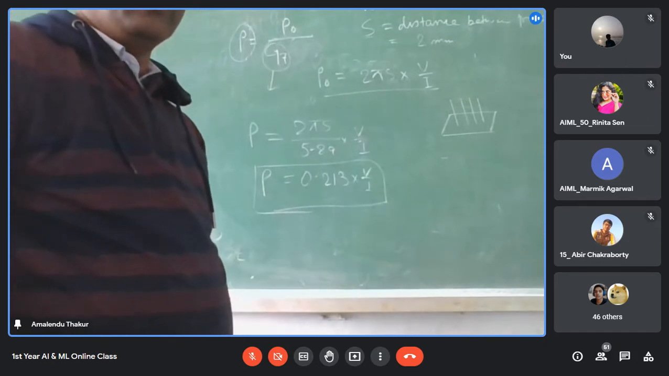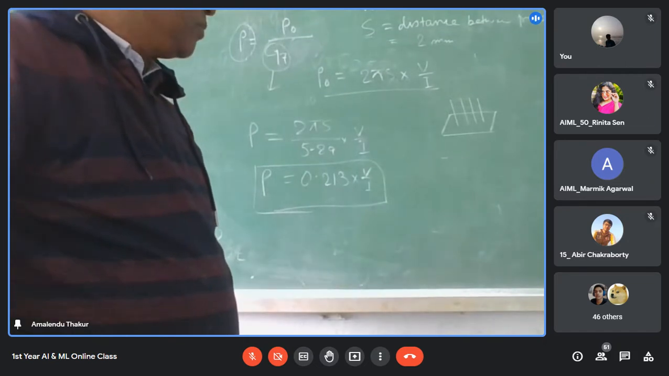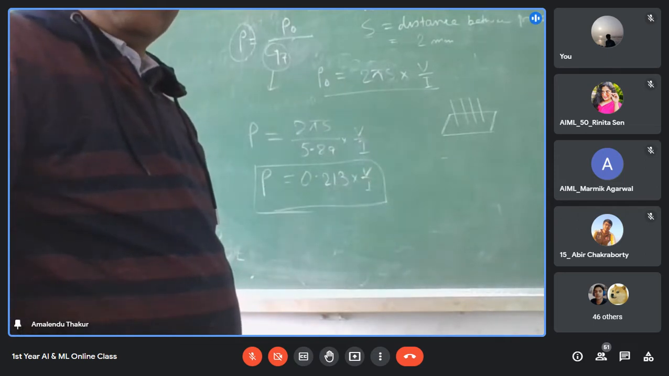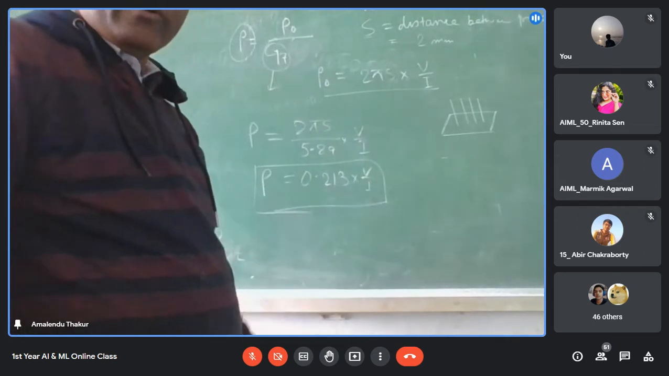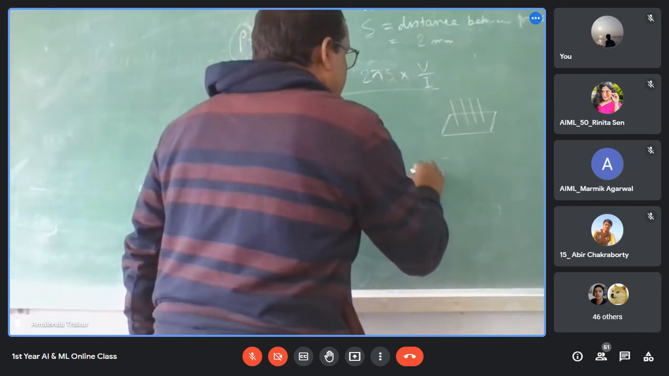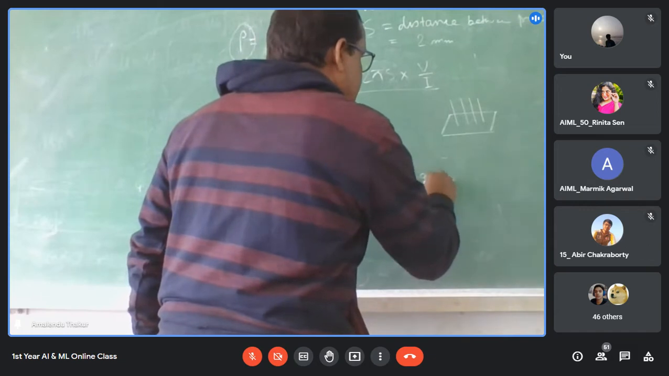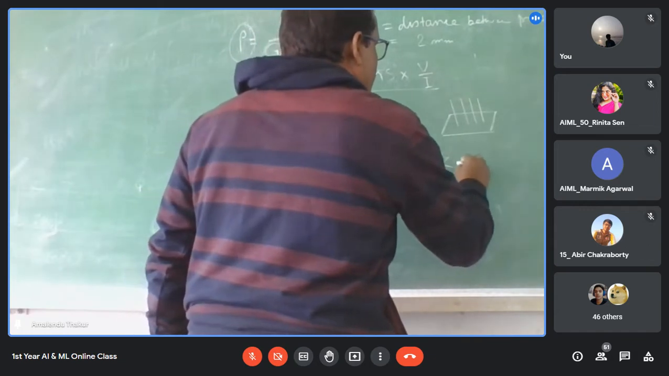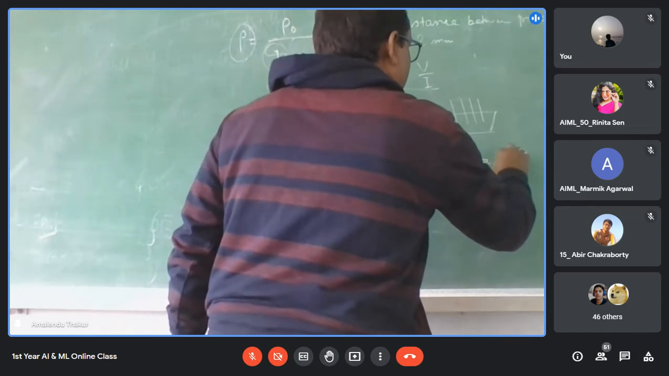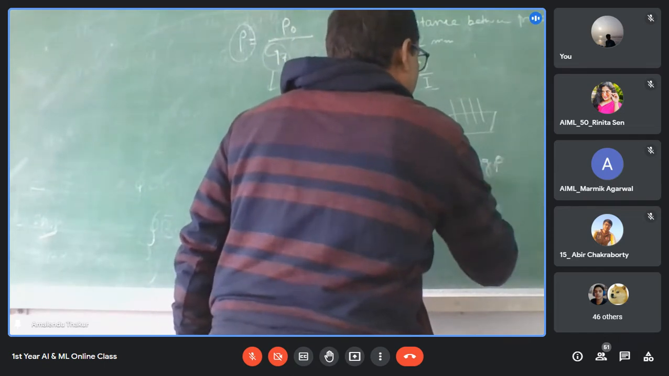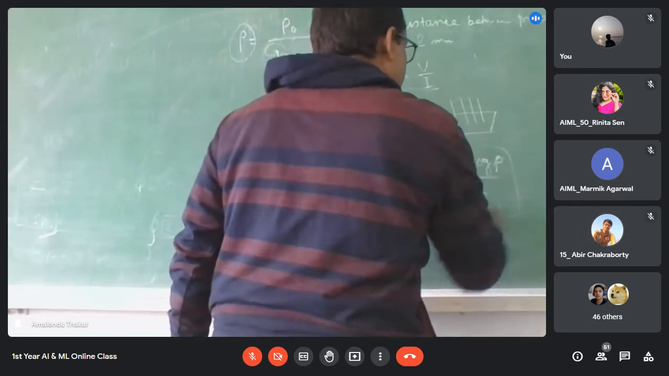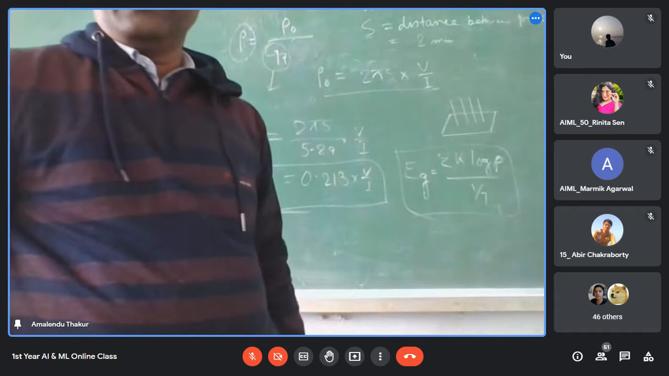corresponding, we can calculate its band gap also, because the band gap, the energy gap Eg, is equal to 2k log of rho, y over y. This is the final formula of this experiment.